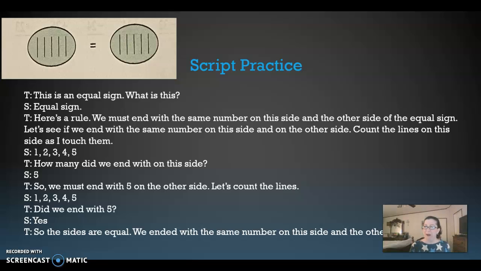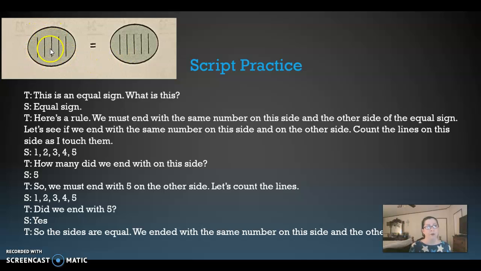All right, so here's my script practice, and let's go and see how this works. All right, so this is an equal sign, and I hope you can see me pointing to the equal sign. What is this? And students would respond, equal sign. And then here where the teacher, here's a rule. We must end with the same number on this side as the other side of the equal sign. Let's see if we end up with the same number on this side and the other side. And let's count the lines on this side as I touch them.